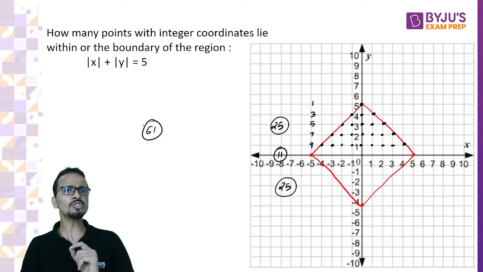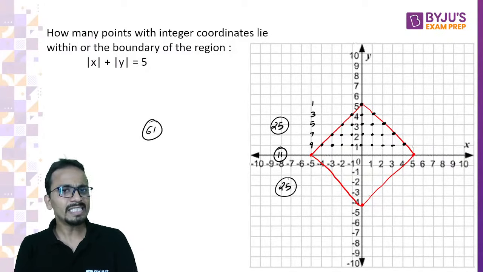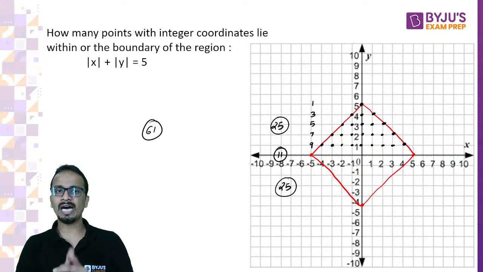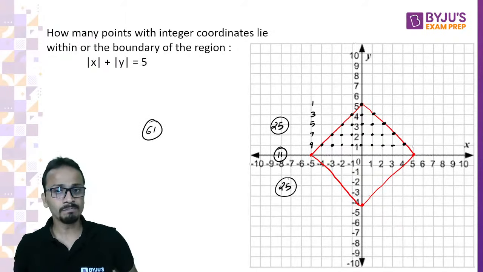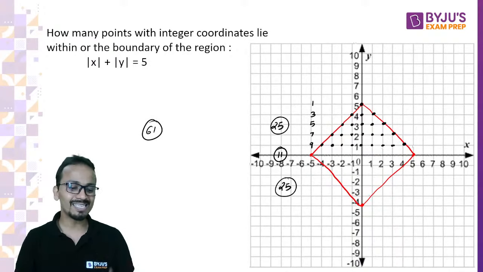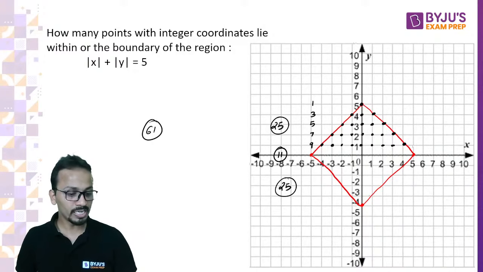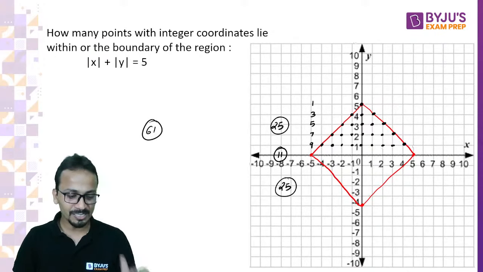So how many points with integer coordinates will lie within or on the boundary of this region? The answer will be 61. So this question is that easy, my dear friends. Exactly, Vicky. Vicky, it should have been 11. You have written 10. Earlier you had written 63.